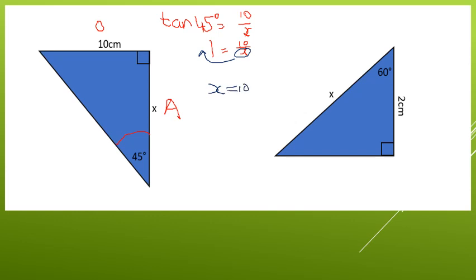I did say at the beginning of this part that there's a quicker way to do this. If this is 45 degrees angle down there, then this also has to be 45 degrees because it adds up to 180. If that's the case, then this is an isosceles triangle. So this side here is of equal length to this side here. Therefore, x must be equal to 10 centimeters also.